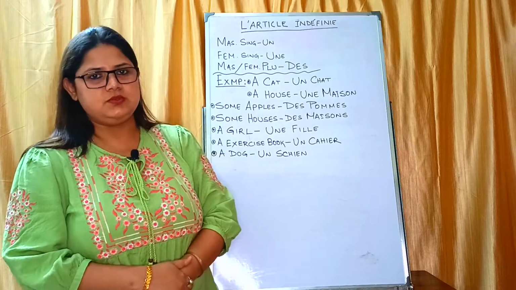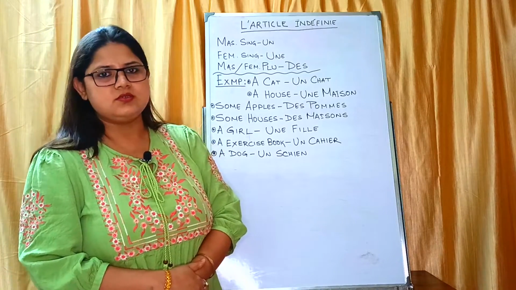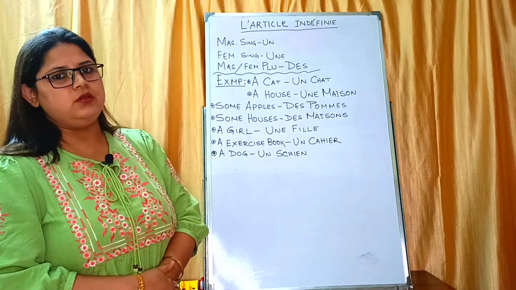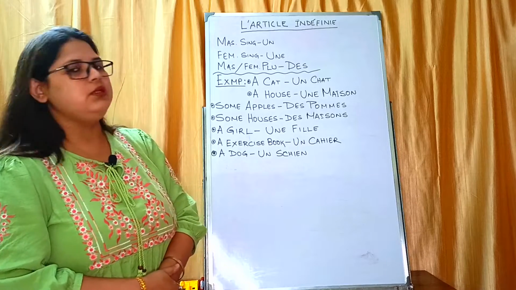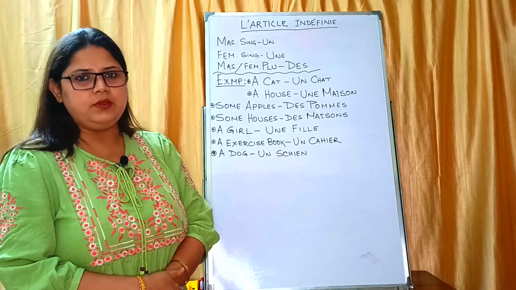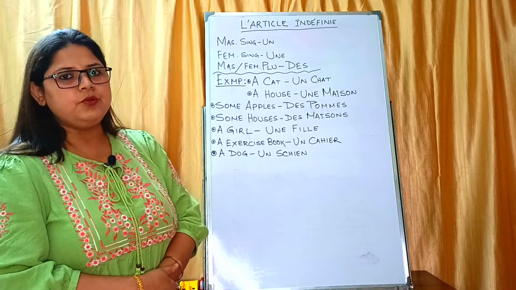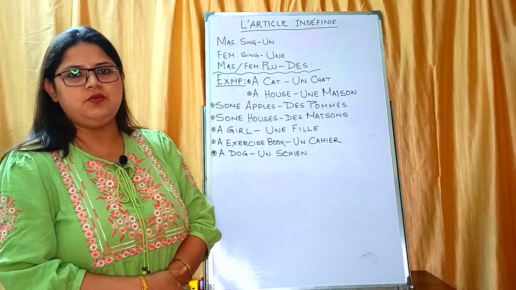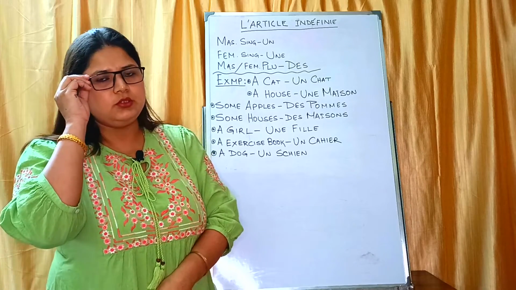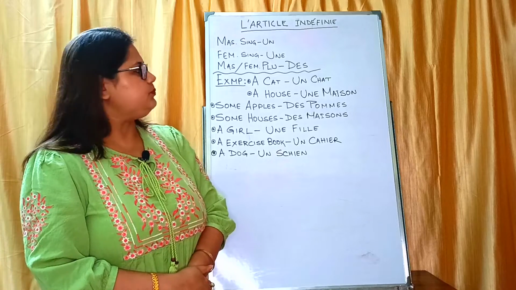So before the noun, if the noun is masculine and it's a singular form, then we will use un. And if the noun is feminine and it's a singular form, then we will use une. And if it's a plural, it can be masculine or feminine, both. But if it's a plural form, then we will use des.